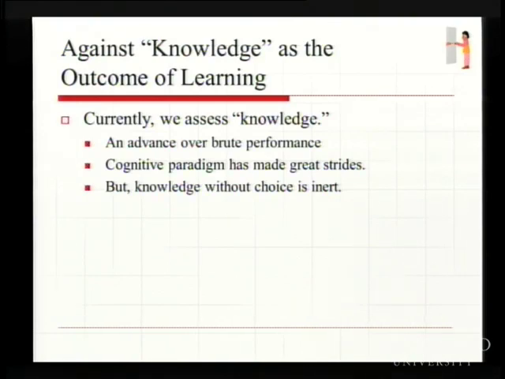Now we try and measure their mental models, their schemas. We make reference to the knowledge constructs that they might have in their head. And so I think this has been a great advance over the behaviorist days, when we really looked at just narrow training behavior. Now we're trying to make inferences about what's in their head. But the problem is knowledge without choice is inert. If you have knowledge and you don't take action, who cares?